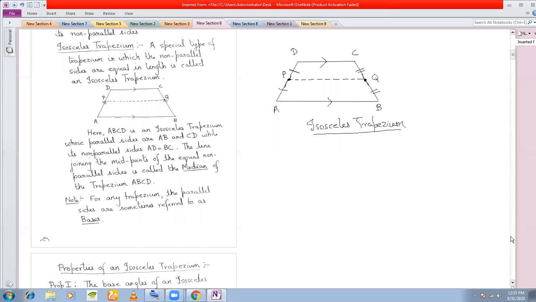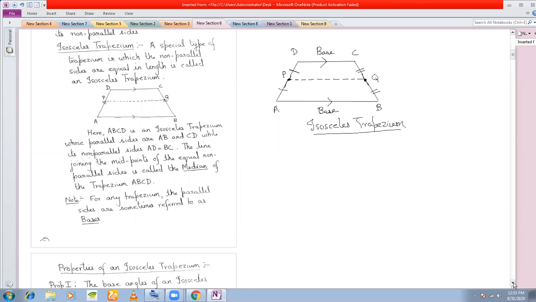And of course, these are called the bases of the trapezium. For an isosceles trapezium, this side is called the base. This side is also called the base. These two are called the bases of the trapezium.